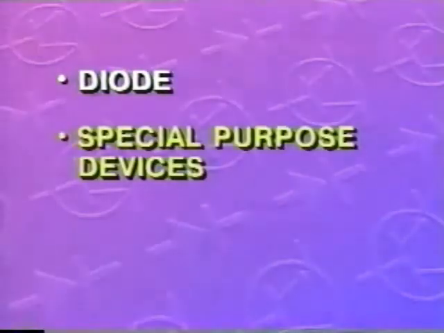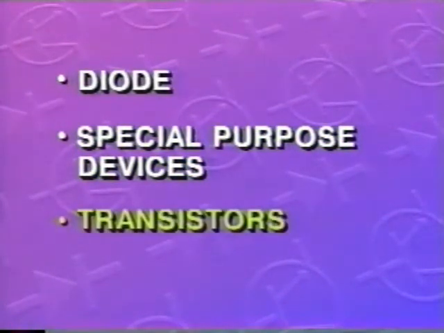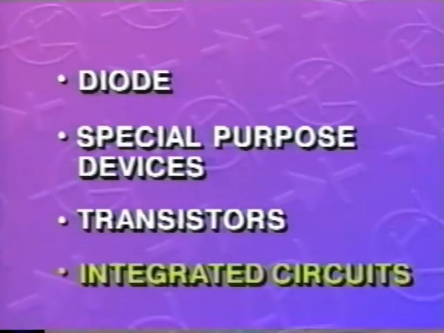In this series, the most basic semiconductor device, the diode, will be thoroughly examined. Several special-purpose diode devices, including the Zener diode, will be presented. Finally, the semiconductor characteristics of transistors will be explained, and integrated circuits will be introduced.